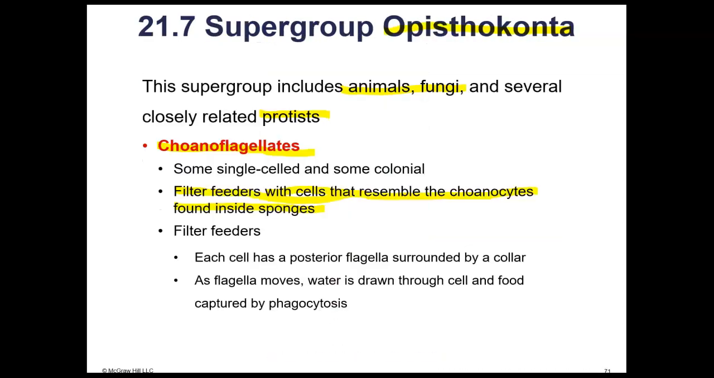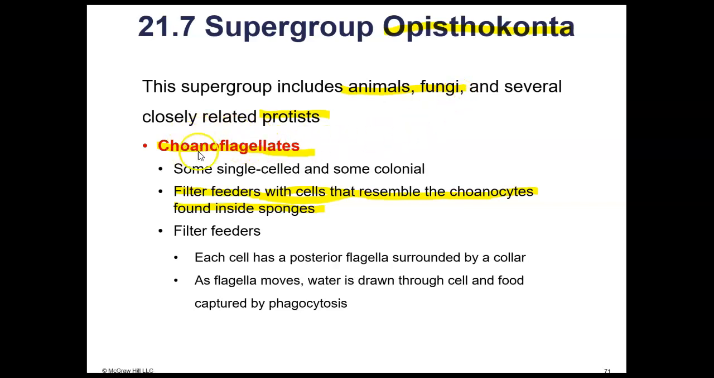Okay, so there's the slime mold life cycle, but we're going to move on to the last supergroup, which is the Opisthokonta. The most important thing about the Opisthokonta is that the protozoans in this supergroup share the supergroup with animals and fungi. That tells you a few things. It tells you that animals and fungi are more closely related than either one of them is to a plant.